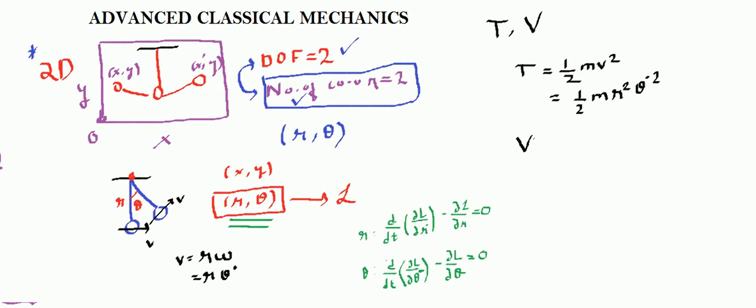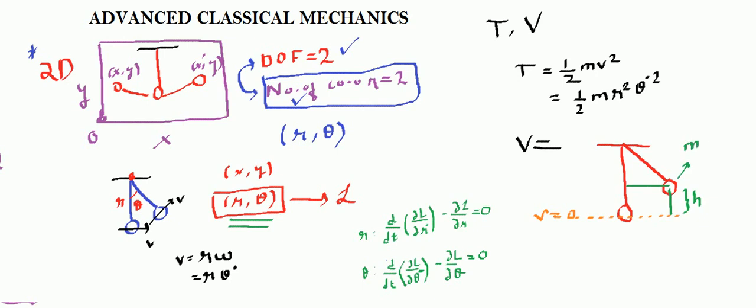Now we need to calculate the potential energy of the pendulum. How to calculate the potential energy of a pendulum? Let me draw the diagram of the pendulum again. When the pendulum is here, consider this the place where the potential energy is zero. When the pendulum rises by a particular distance h, what is the potential energy at this point? The potential energy is mgh. Very easy.